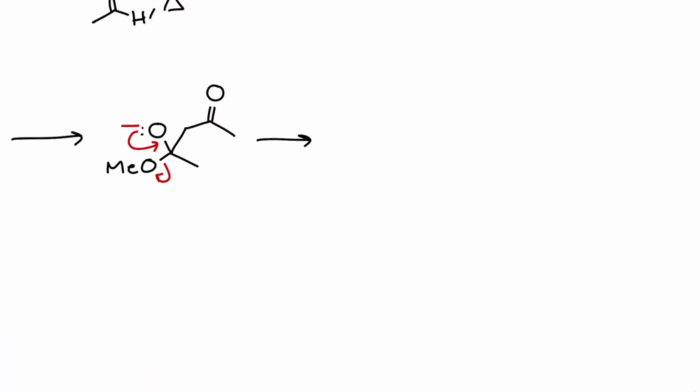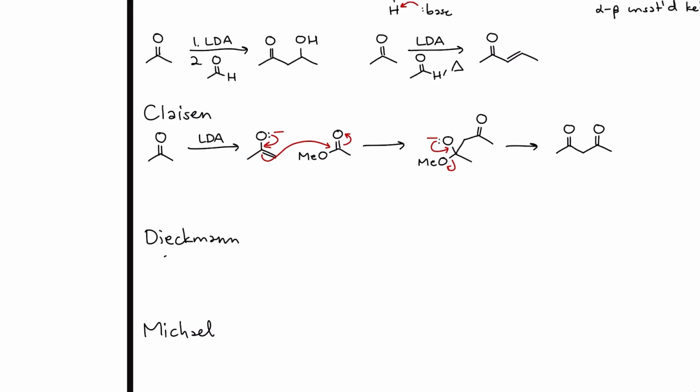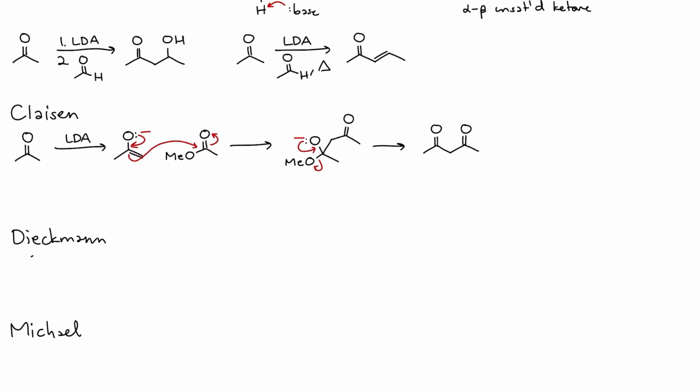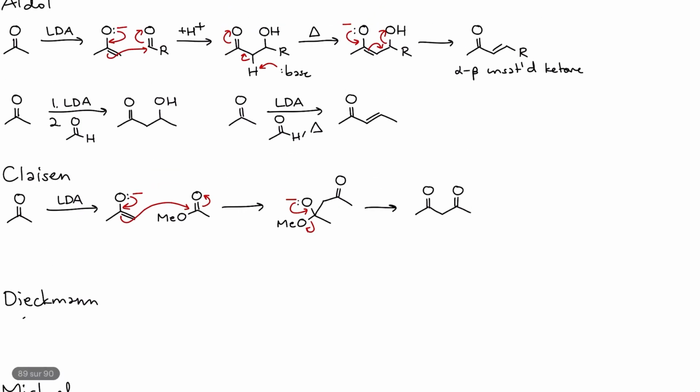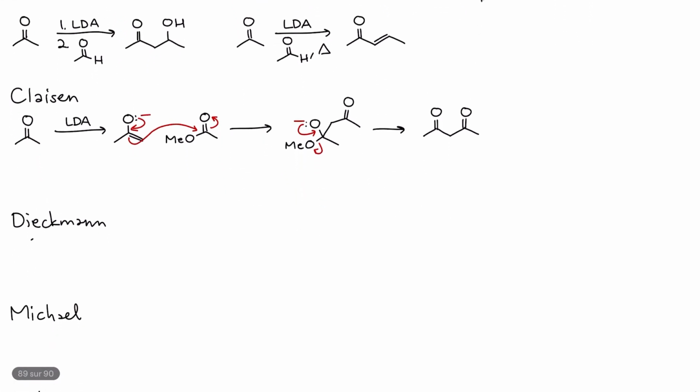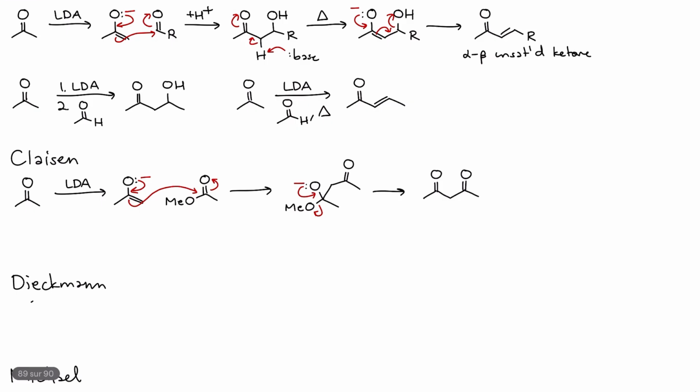Sorry. Let me translate that into a nicer-looking product. There, here you go. This is the product. This is the Claisen condensation, right? I think it's called the Claisen condensation. It's similar to an aldol, but instead of your aldehyde or ketone, you use an ester.